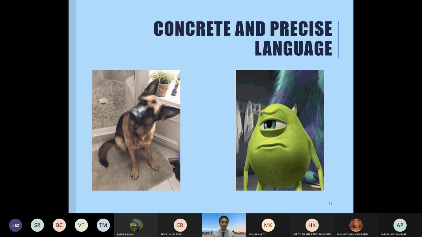Let's say I don't have a dog, but let's say I have a dog. I want to give a speech about my own dog. Let's say I own a German Shepherd. If I want to tell you about my dog, I'll probably use my German Shepherd, or I'll use the name if you're familiar with the name. If not, I'll probably use the word dogs in plural form to say that all dogs are this, all dogs are that. So use concrete and precise language.